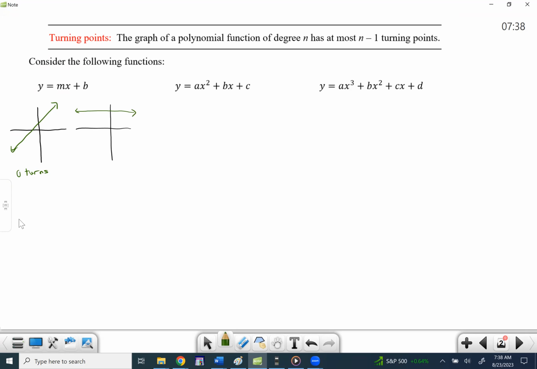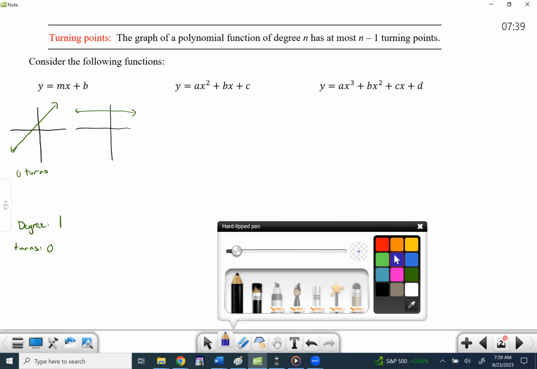So what we can conclude is this is degree 1, and that there's 0 turns. Okay, so we can notice the difference. The difference here is that this number is 1 less than that number, right? Okay. All right, let's come over here and look at something to the second power, degree 2.